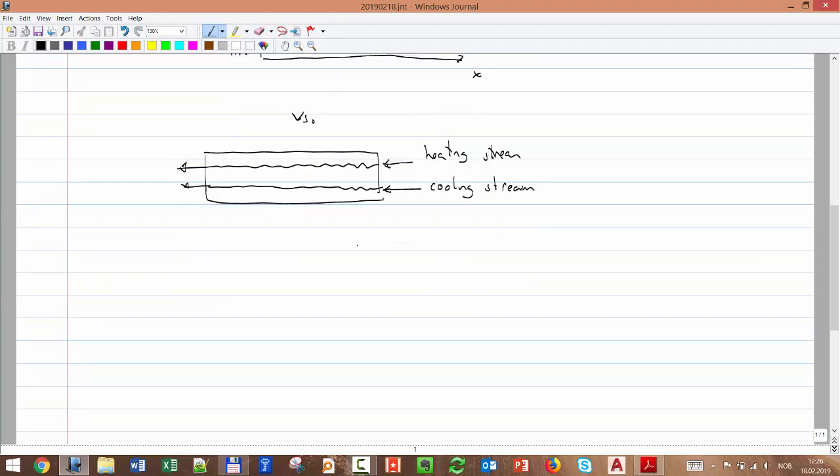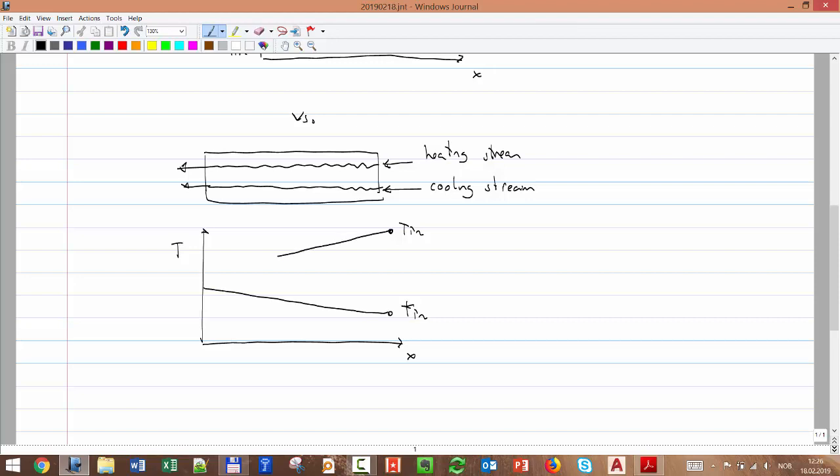Okay, so if we see initially, let's plot again the temperature versus the distance. Initially we have a very high temperature, T in, and we have a very low temperature for the cooling stream. When you start heating, this one starts to go up, and this one will start to go down. And this will be simply T out and T out. That's the heating stream and that's the cooling stream.